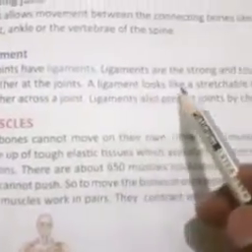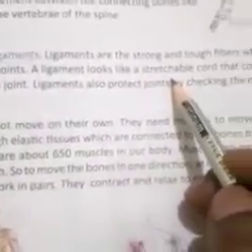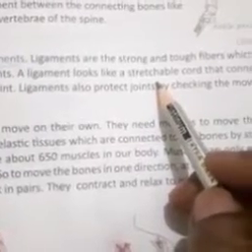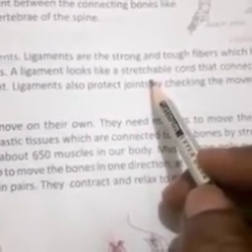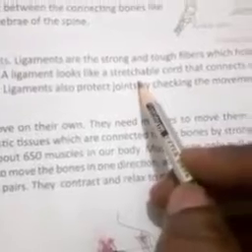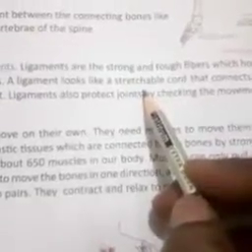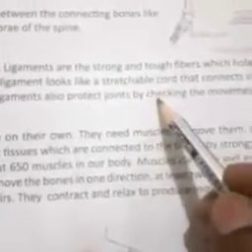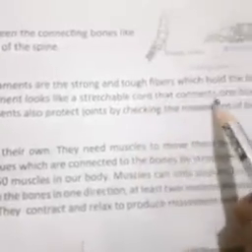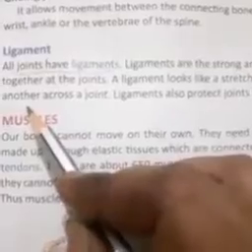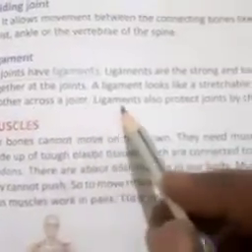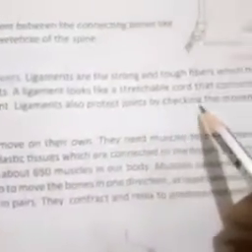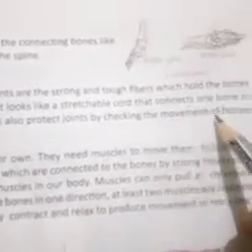A ligament looks like a stretchable cord, capable of resuming its original shape after stretching or compression, that connects one bone to another across a joint. Ligaments also protect the joint by checking the movement of bones.